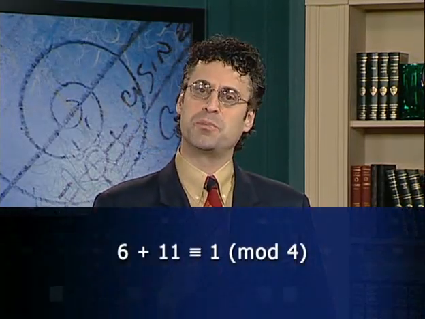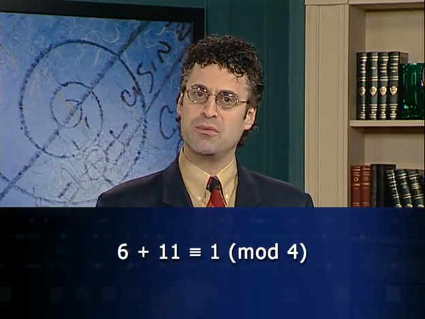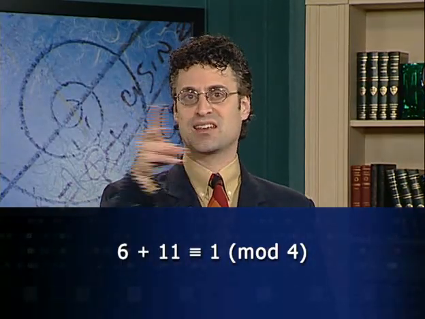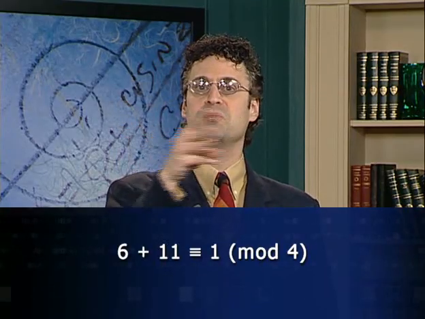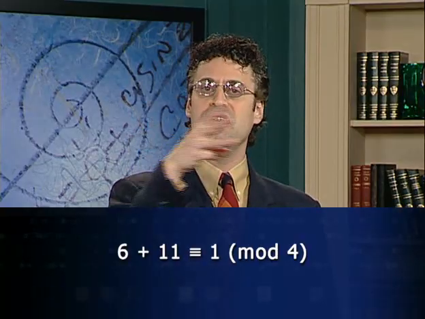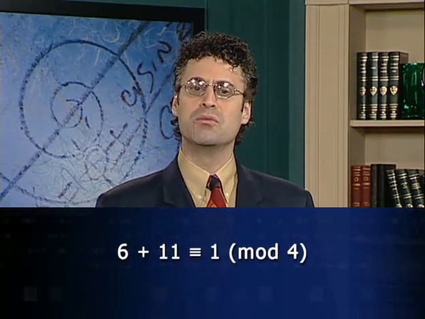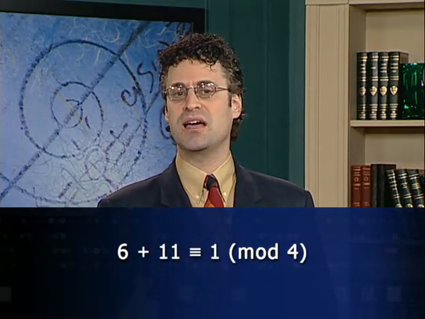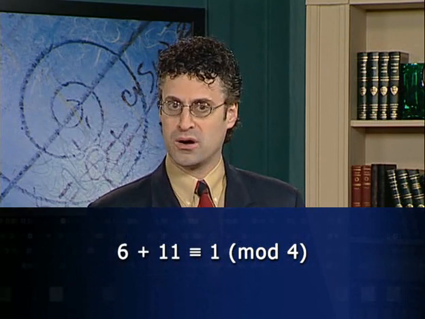We don't say that 6 plus 11 equals 1, but we use this idea of equivalent. Instead of the usual equal sign that has 2 little horizontal lines, we use 3. That means they're not identical, but they have the same remainder. We read the 3 equal signs as either equivalent or congruent. So we would say that 6 plus 11 is congruent to 1 mod 4.